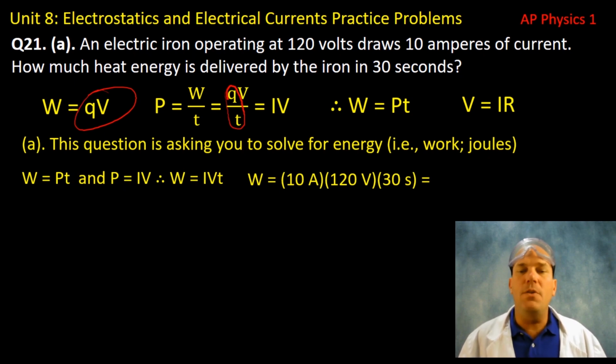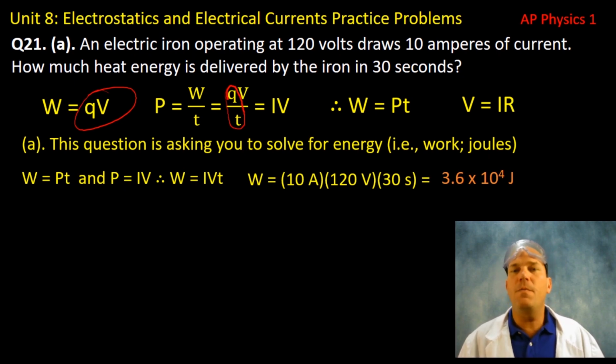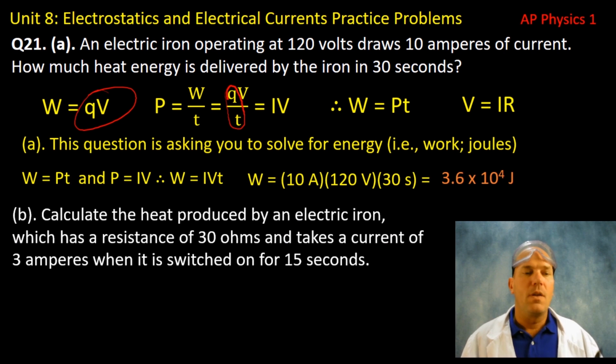Take the values that you have, multiply them all out. The answer to this problem is 3.6 times 10 to the 4th joules. Part B.